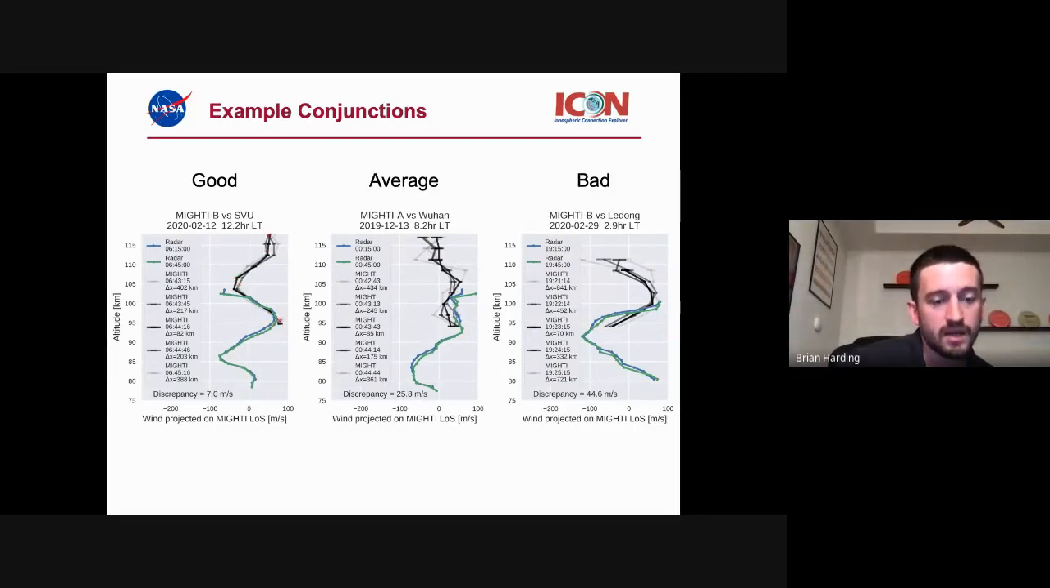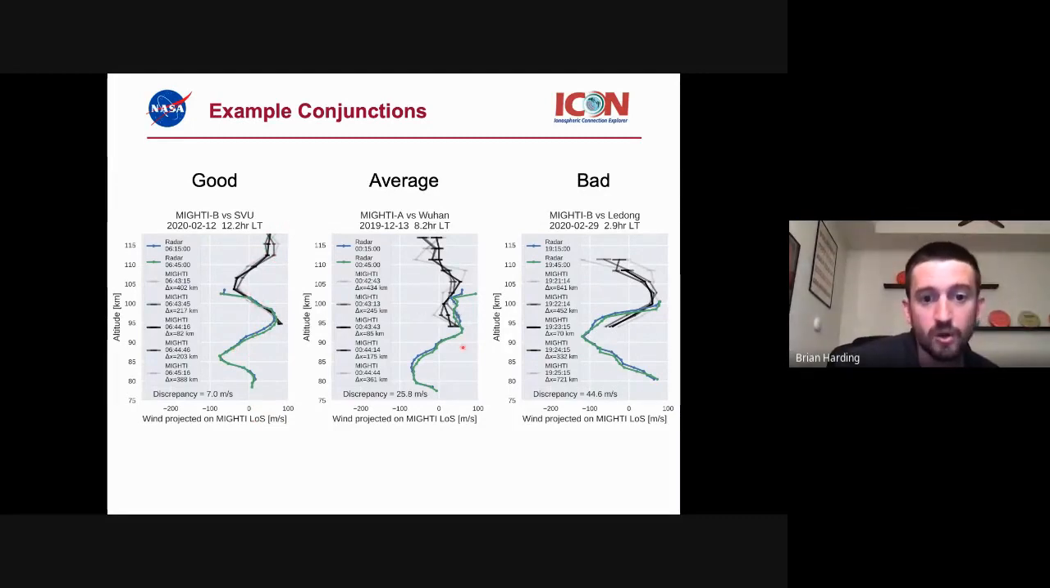In black is shown the MIGHTY profile. And there's a few of them shown here. The dark one is the closest approach, and then the more transparent ones are the profiles measured before and after the conjunction, just to show that the wind that MIGHTY is measuring is fairly consistent. So in this case, there's a clear tidal structure with altitude that when the meteor radar falls off and loses signal, MIGHTY picks it right back up.